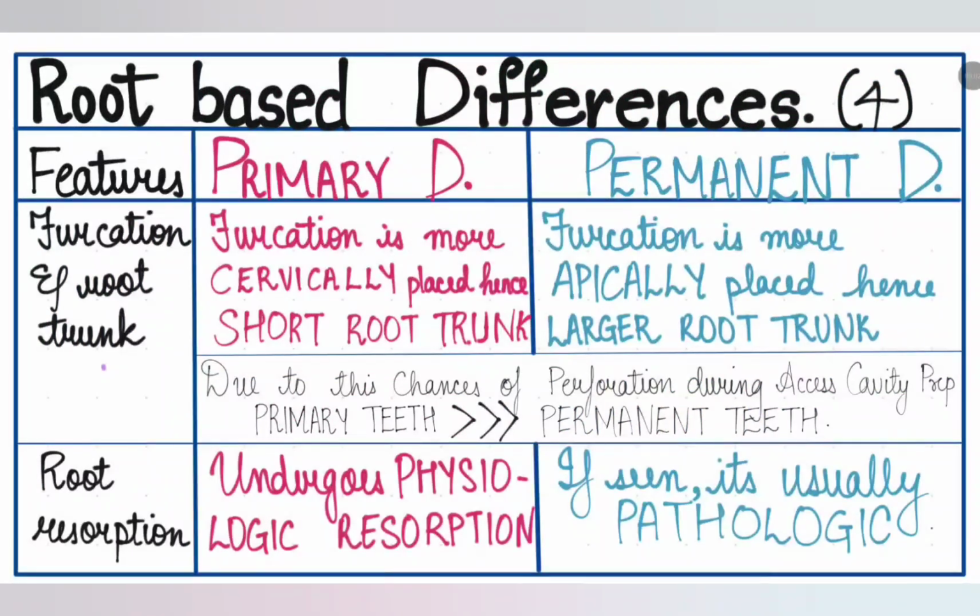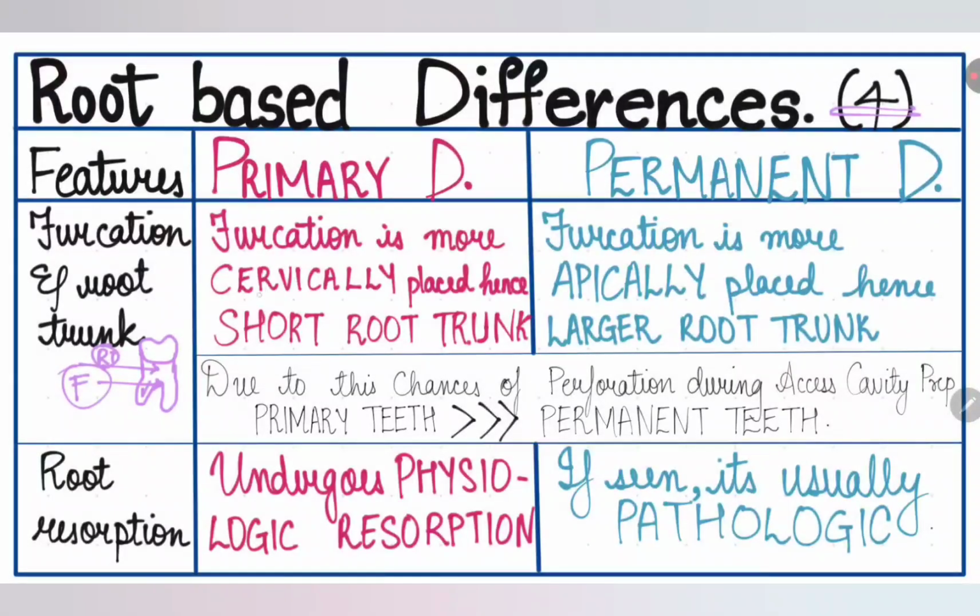The last part, we have the root-based differences. Now the first is the furcation and root trunk. We need to know what the furcation is. For example, if this is your crown, the first part of the root is the root trunk, and the furcation is the part where the root trunk divides into roots. So this is the furcation area and this is the root trunk, right?